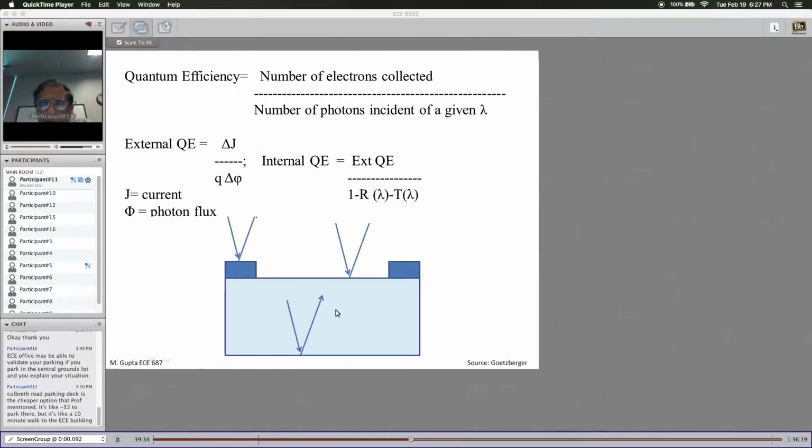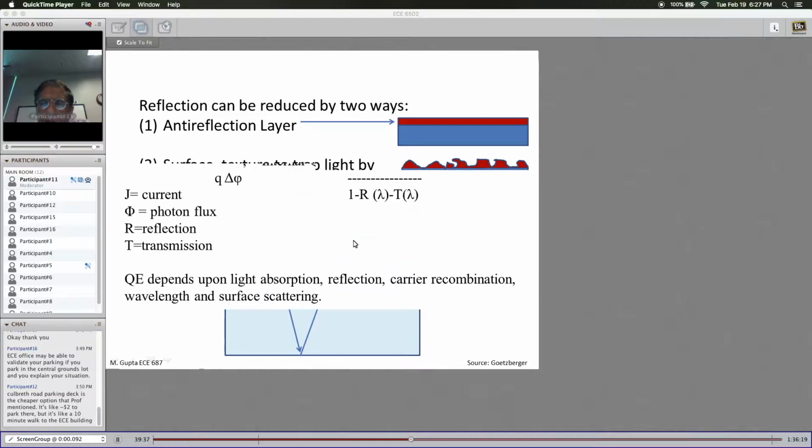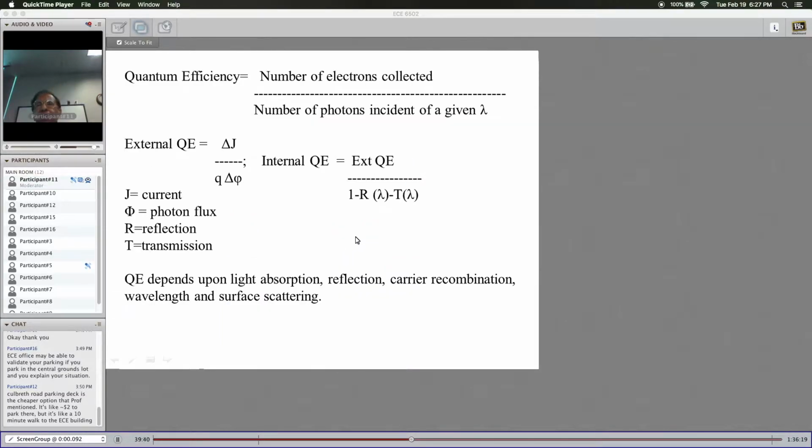The reflection is really something you can measure separately, and you can measure the quantum efficiency, and by knowing the reflection and the transmission, you can calculate the true or internal quantum efficiency. The quantum efficiency is the number of electrons collected over the number of photons incident. So that's the external quantum efficiency, but if you divide by 1 minus the reflection, then you get what we call internal quantum efficiency, because it does not depend on the reflection. Okay.